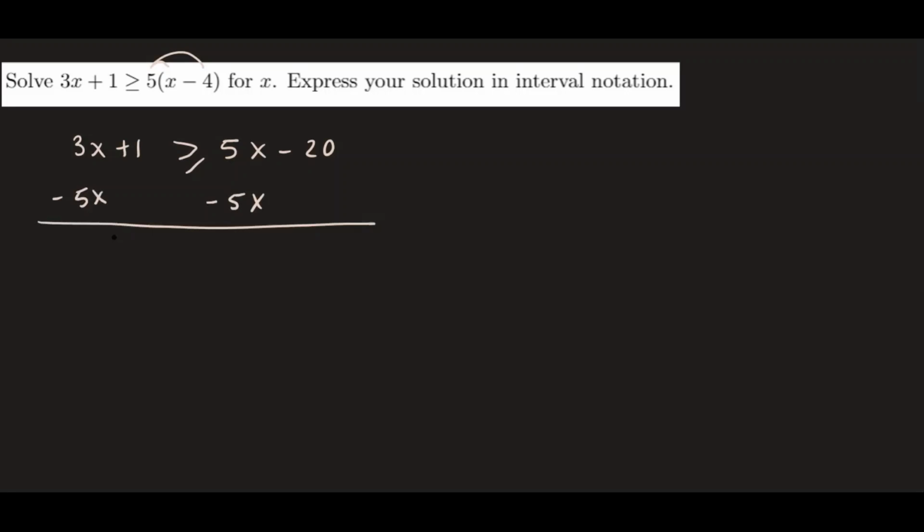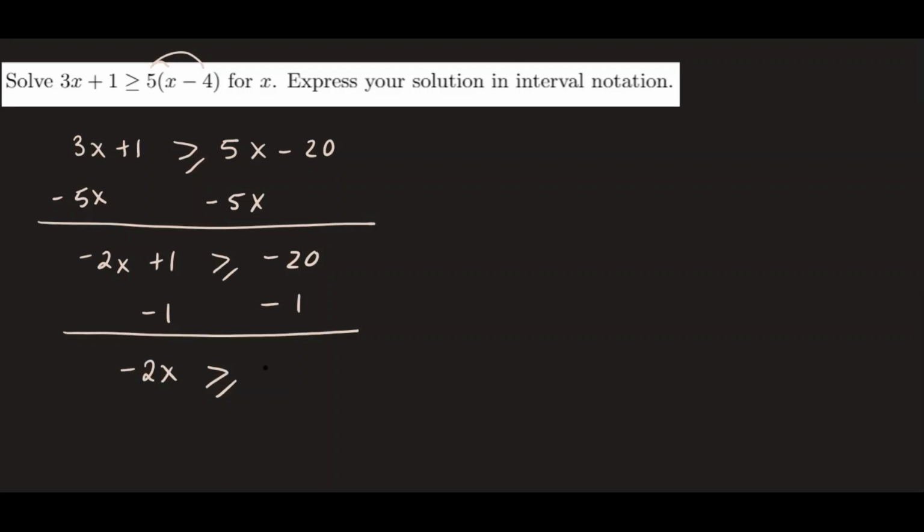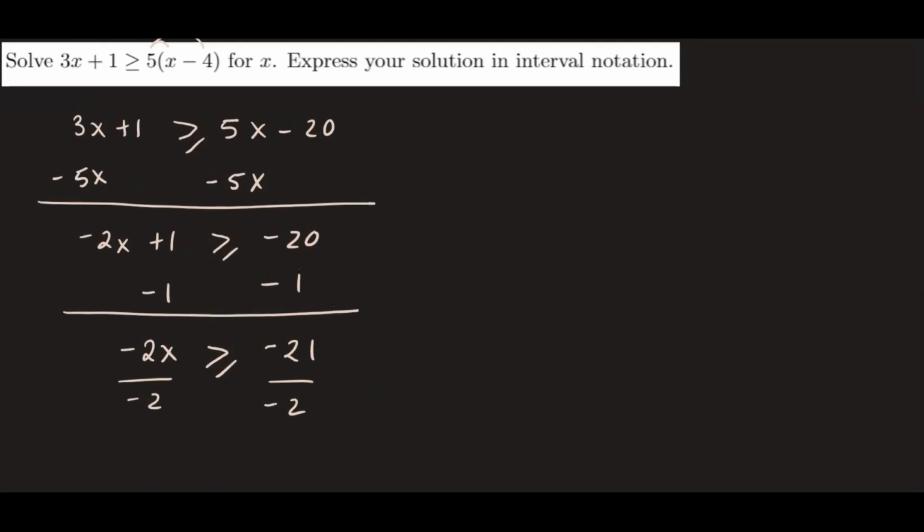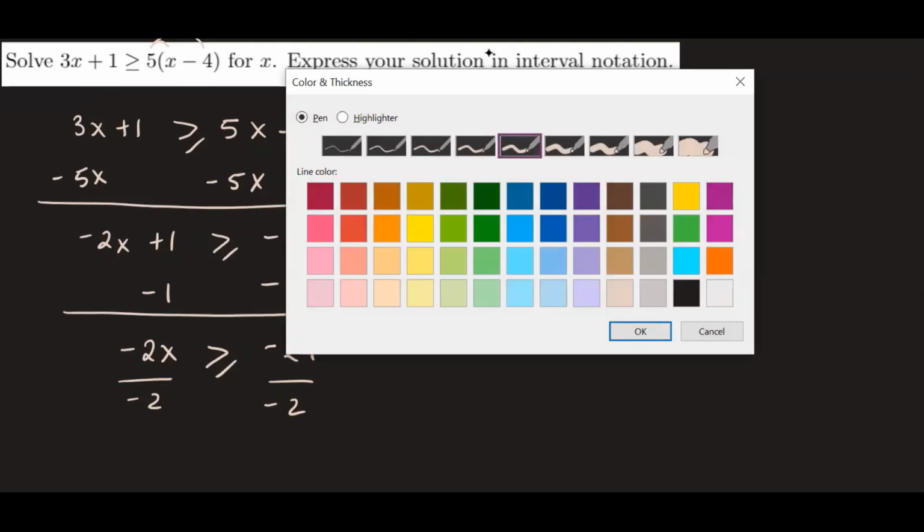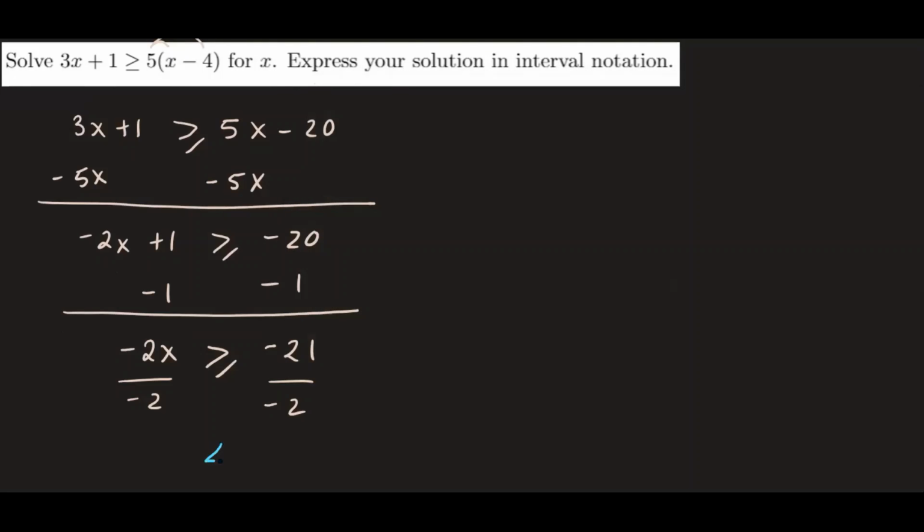and then I have negative 2x plus 1 greater than or equal to negative 20. And then I'm going to subtract 1 from both sides. Still, our goal is to isolate x. So that will give me negative 2x greater than or equal to negative 21. And lastly, I'm going to divide both sides by negative 2. Now again, I'm dividing by a negative value. So I have to remember to switch the inequality. Now it becomes less than or equal to.